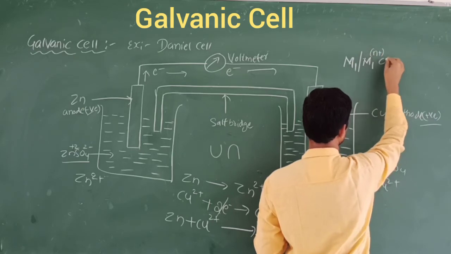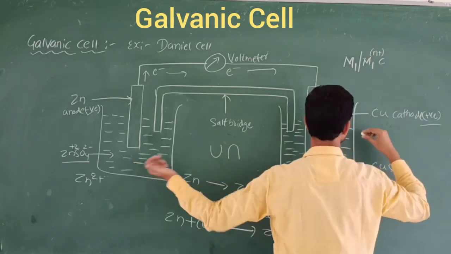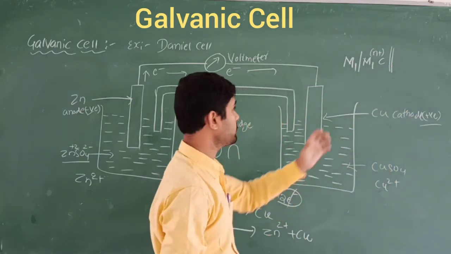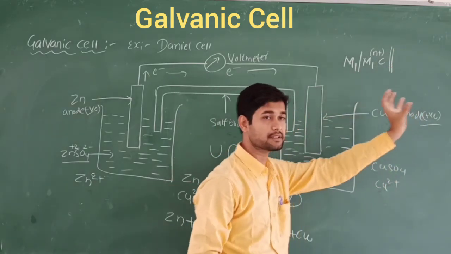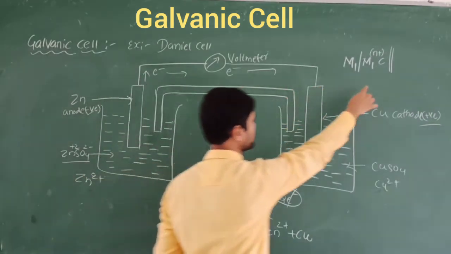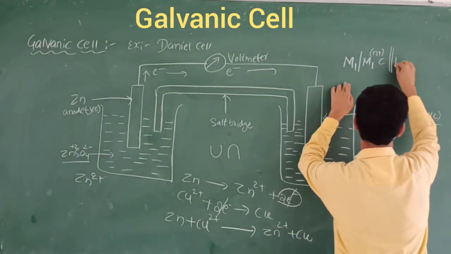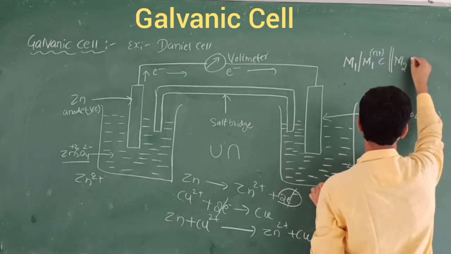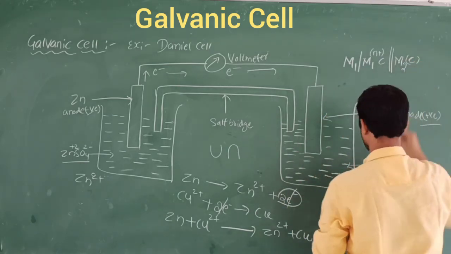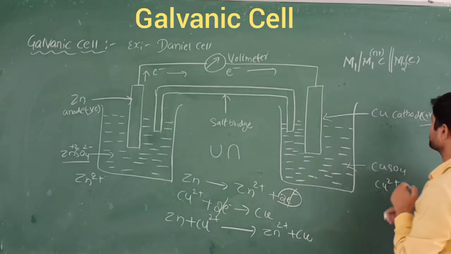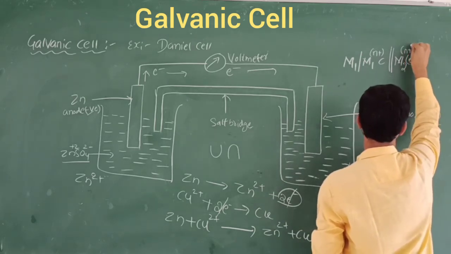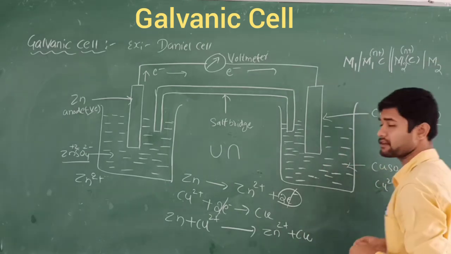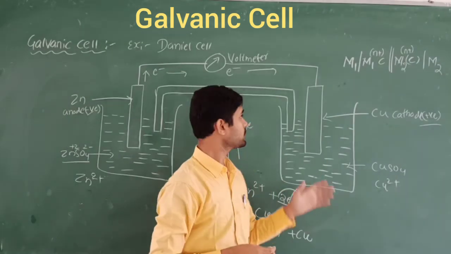Also, you should write the concentrations. What is the concentration here? That is the zinc sulfate concentration. This double mark indicates the salt bridge, which is interconnected with both solutions. That's why I write it like this. Then I take the concentration of M2, which I write in the oxidation manner, the same n+, and the remaining is the metal M2. This is the way to represent the cell using symbols.